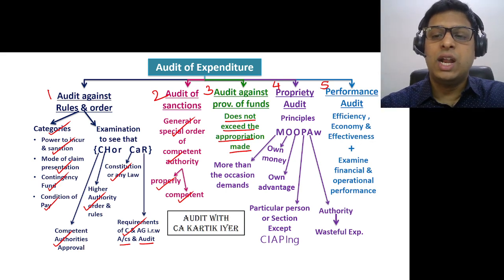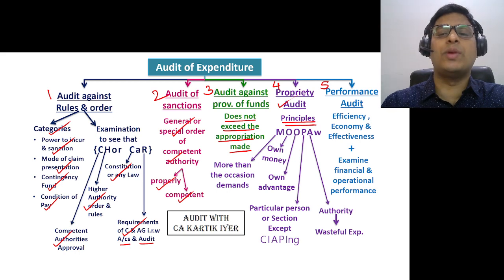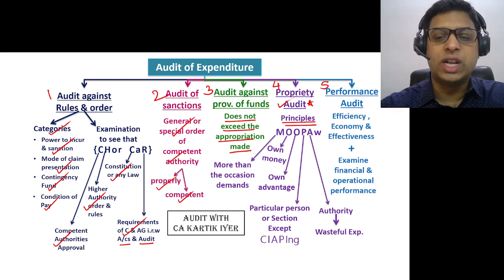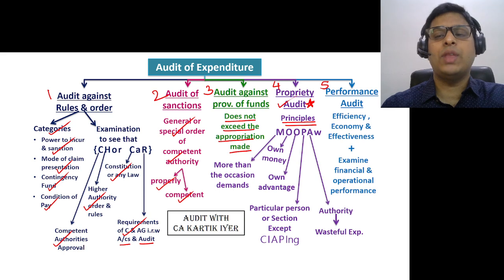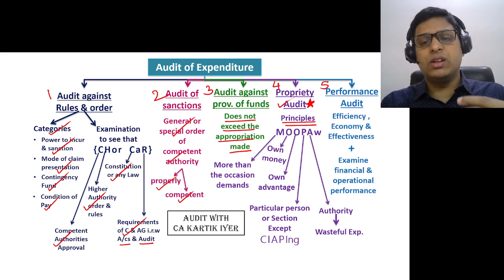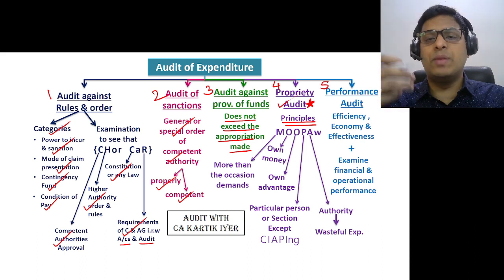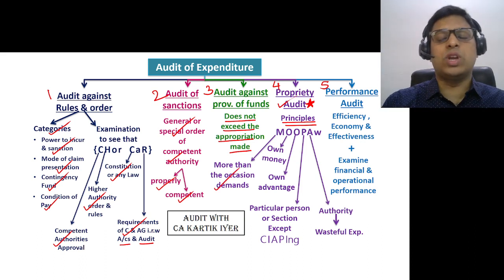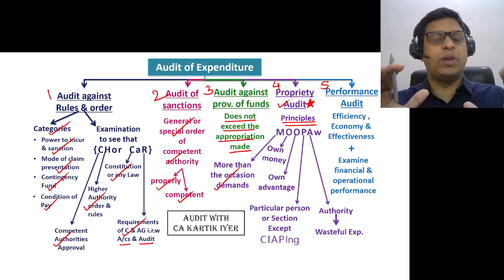Okay. Next is a very important part called propriety audit. Propriety audit, again, the principles here, in my opinion, are very, very important. Mark propriety audit as star, very, very important. Okay. So what are the principles of propriety audit? First of all, if the CAG sees that the payment has been done more than the occasion demands, then that is incorrect. So in propriety audit, the auditor has to be careful to see whether any particular situation is there.